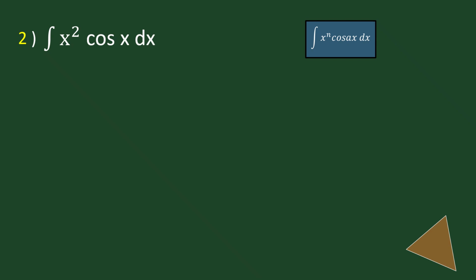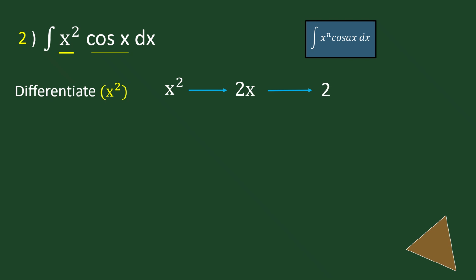Another one. Integral x to the power of 2 cos x dx. Here, x square is an algebraic function and cos x is a trigonometric function. We'll use the DI method. D means differentiate, I means integrate. First, differentiate x square repeatedly until it becomes 0. That is, x square becomes 2x. 2x becomes 2. And 2 becomes 0. So we stop here. Now, integrate cos x again and again.